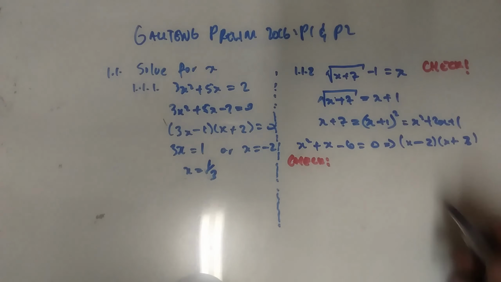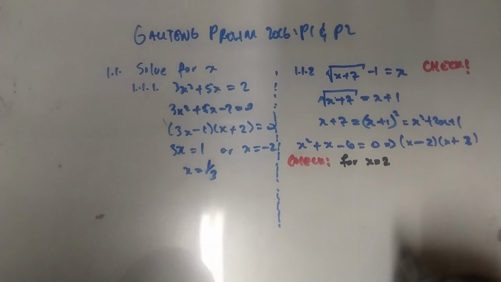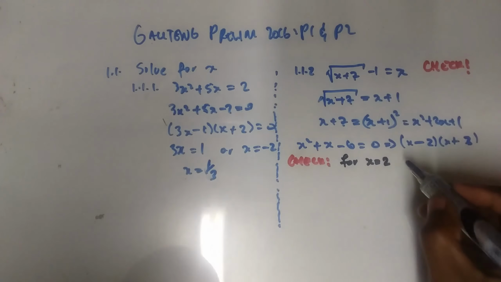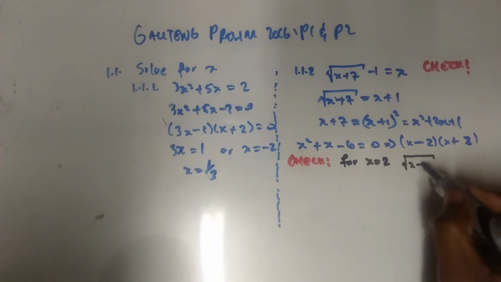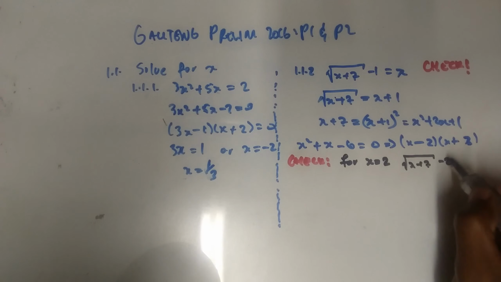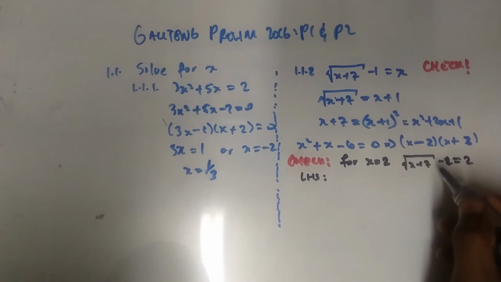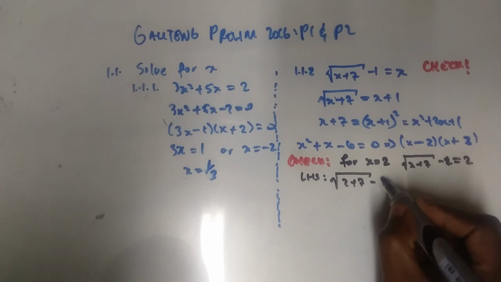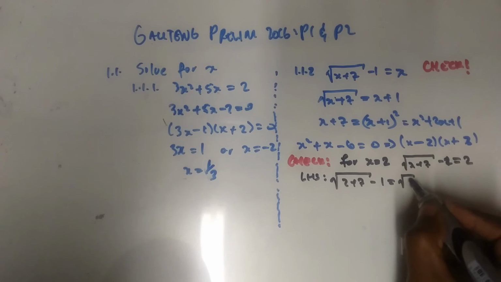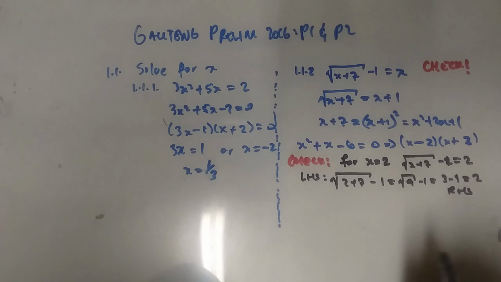So for the first one, x is equal to 2. For x equal to 2, what we need to see is, if I put this in, the square root of x plus 7 minus 1, will it give me 2? So let's take the left hand side and solve for the left hand side. Our x is 2. The square root of 2 plus 7, minus 1, is equal to the square root of 9 minus 1, which is 3 minus 1, which is 2. This is equal to the right hand side. Okay, so then it is true.